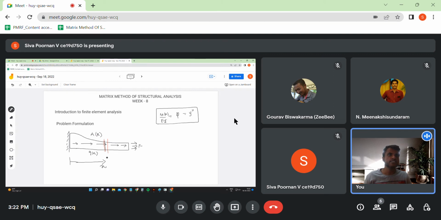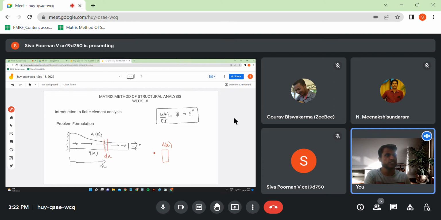Okay, and the span itself we will take as dx, a small infinitesimal element. If we just take the small element, what would be the area of it? It will be just A of x, A at the position of x, right?